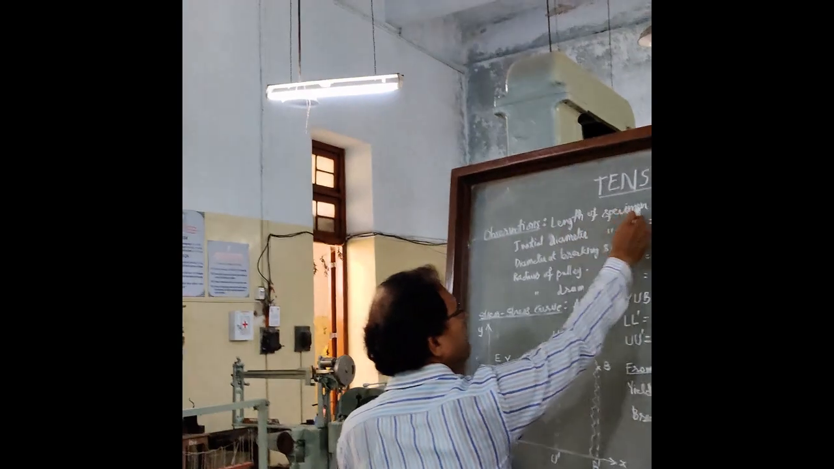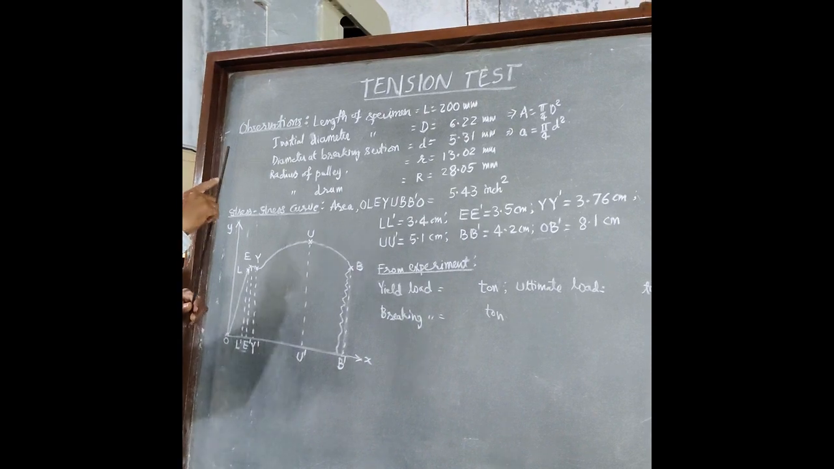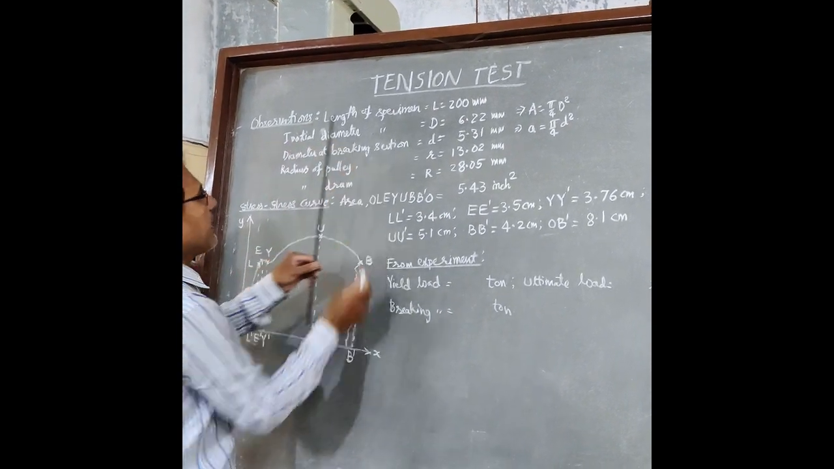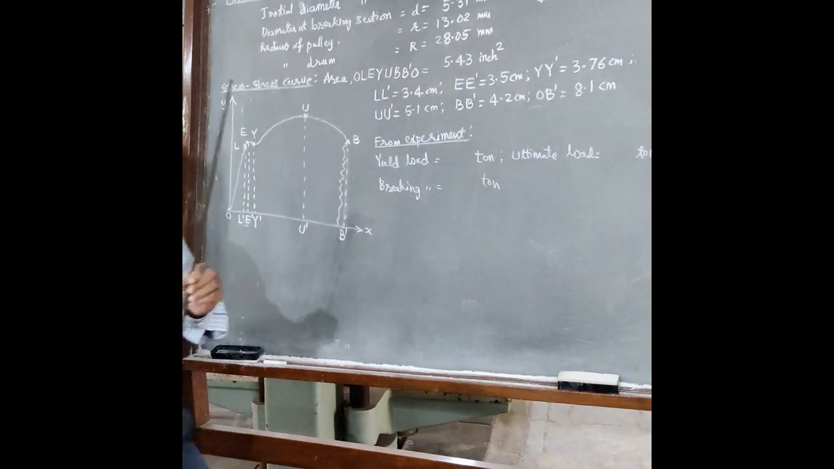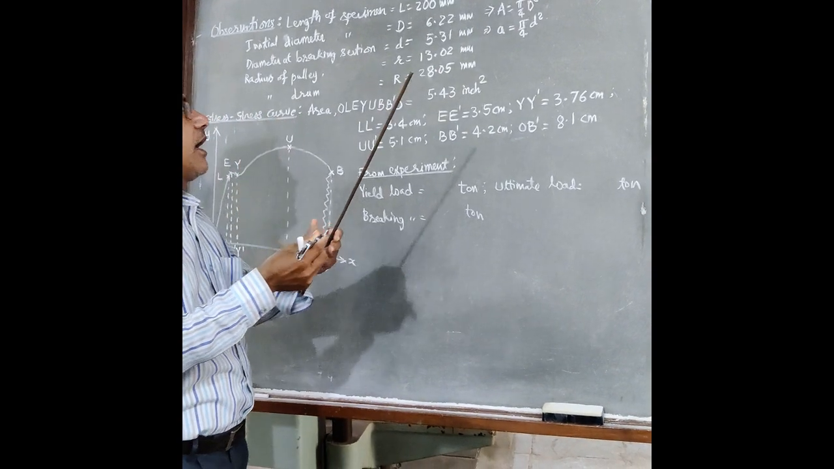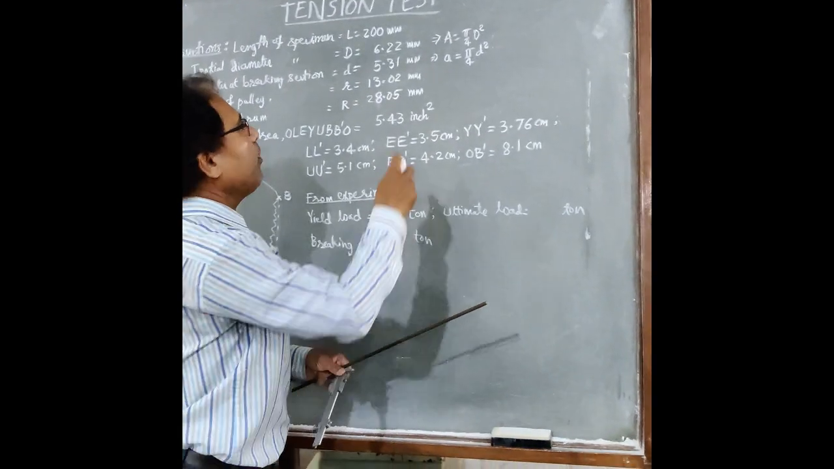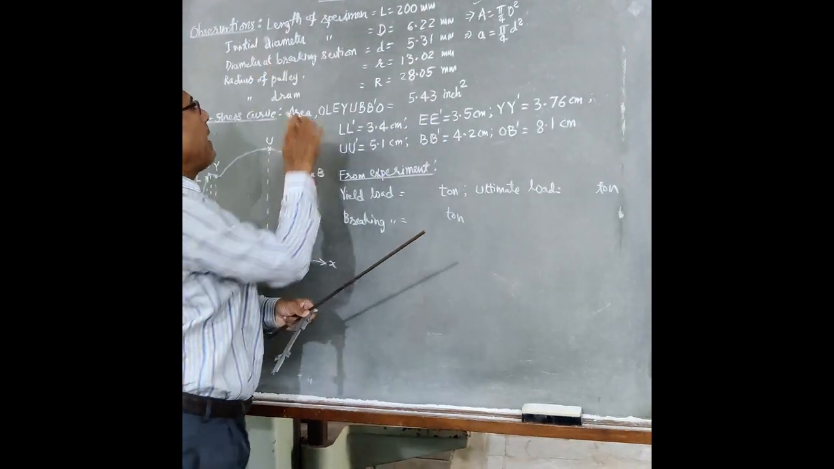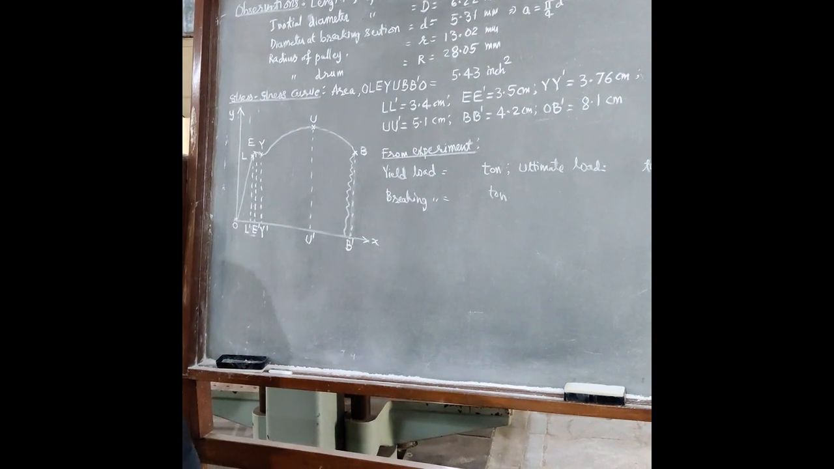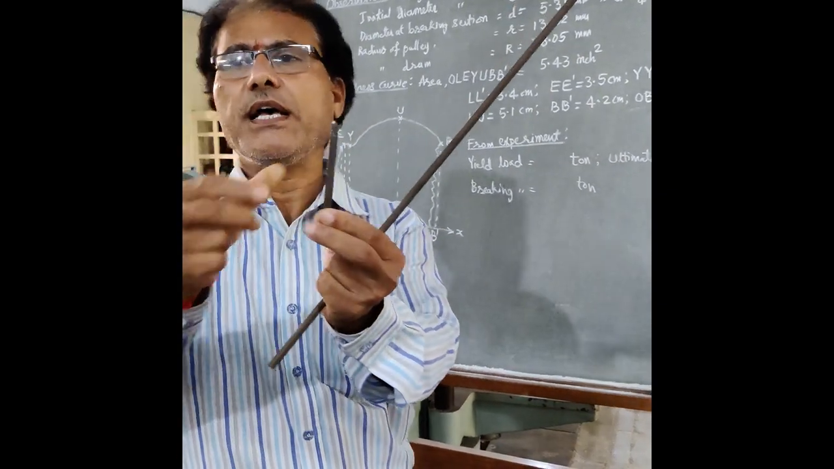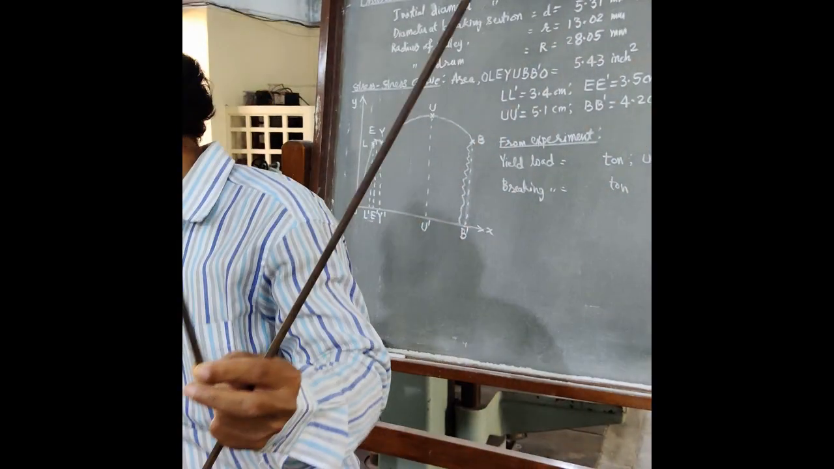The length of the specimen is 200 mm, over which the measurements are calculated, right? And the initial diameter of this specimen I have measured using vernier calipers, and I obtained 6.22 mm, the average of three values. And now you can find out the area, and also the diameter at the breaking section. Now you can see that this specimen has broken.